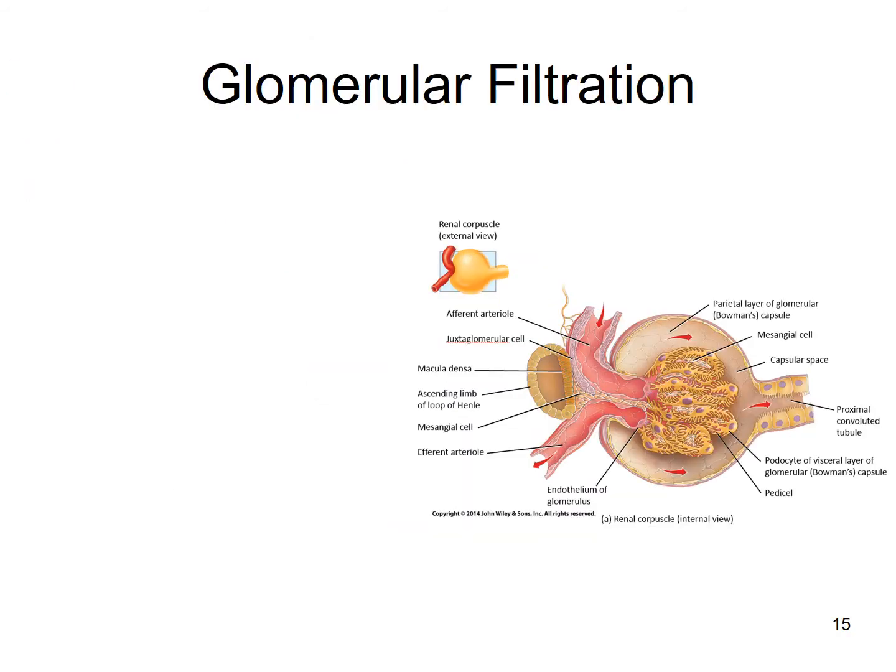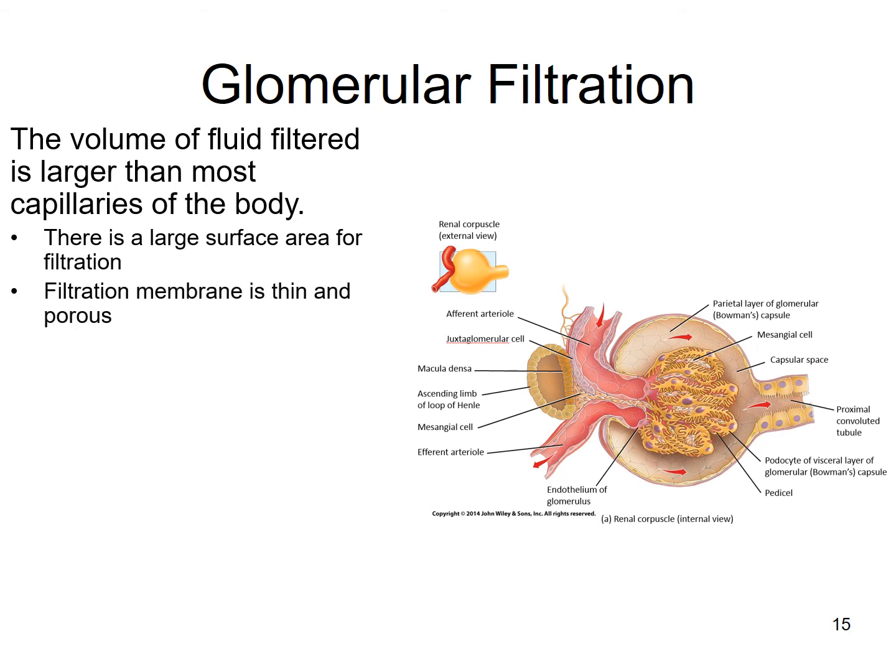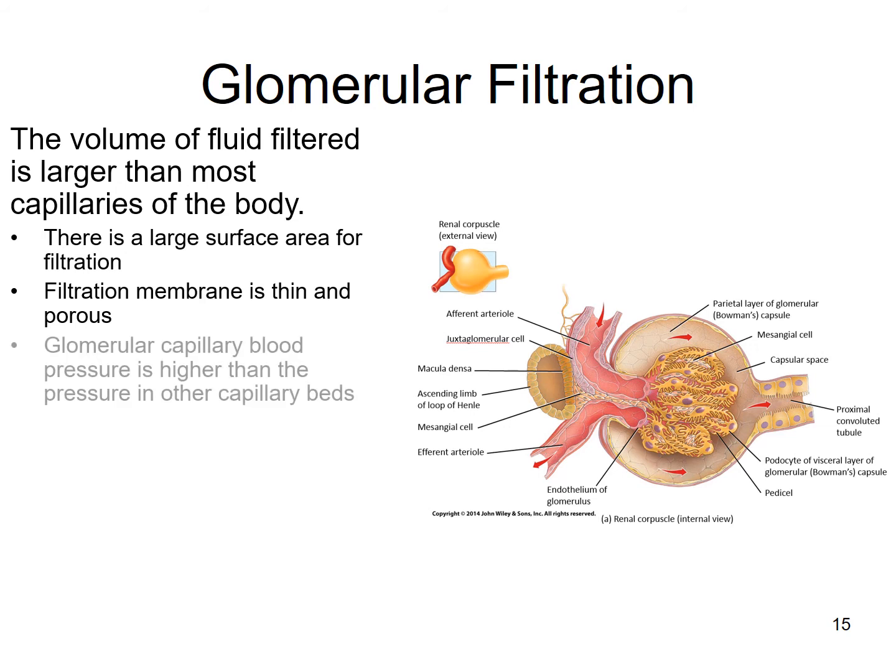In the glomeruli of the kidneys, the volume of fluid that is filtered is larger than in most capillaries of the body, and there are a number of reasons for this. First of all, there's a larger surface area for filtration than what you're going to see in most capillary beds. And so with more surface area for fluid to leave, more fluid will leave. The filtration membrane itself is thin and porous, and we'll go into the details of the filtration membrane in a later slide, but it is thin and it is more porous than it is in most capillary beds.